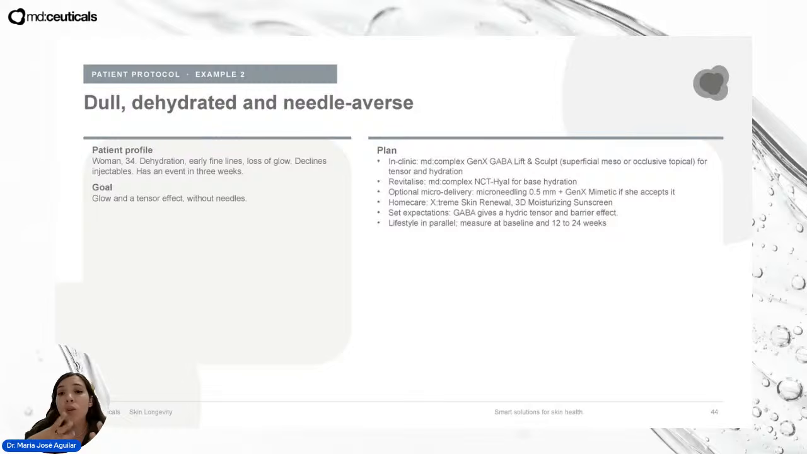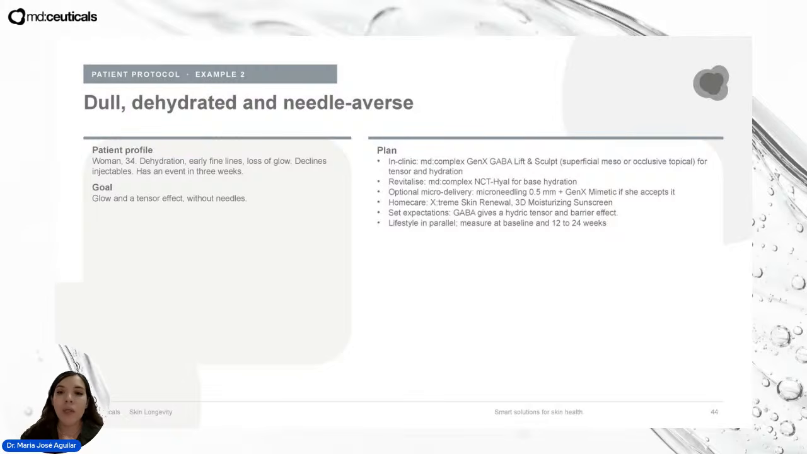In this case, if we cover with an occlusive and apply light devices, maybe a red light, we can increase the absorption and have a really close effect to microneedling.